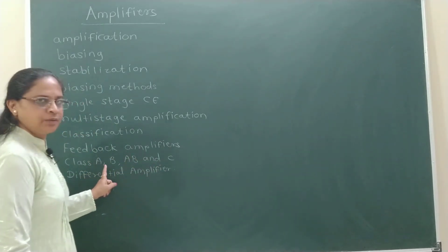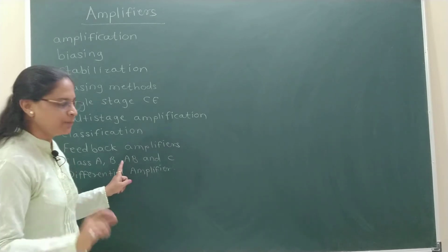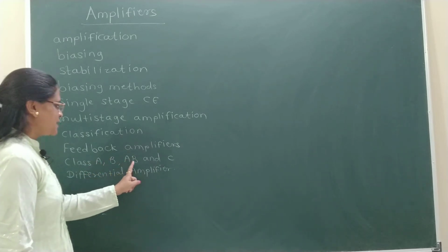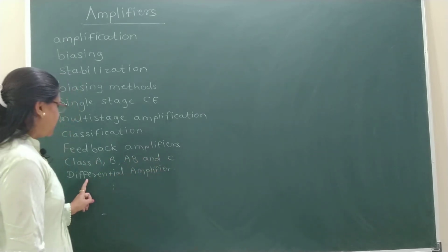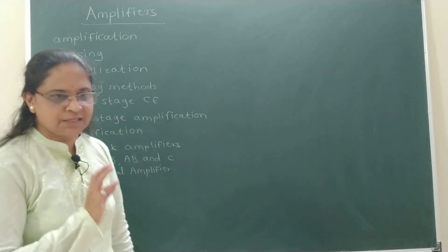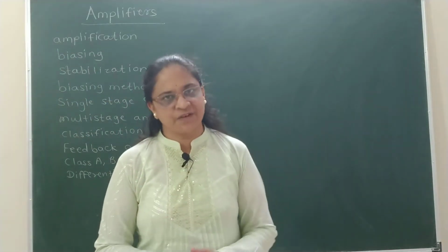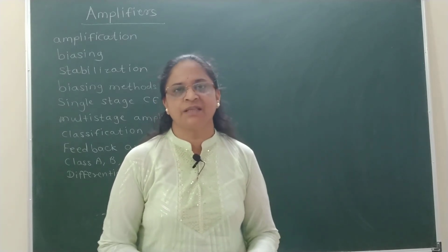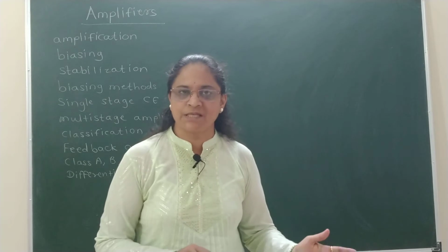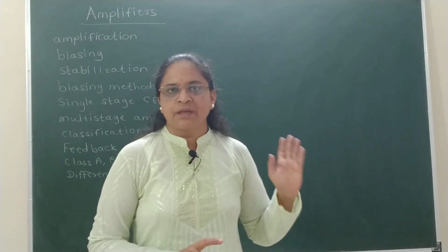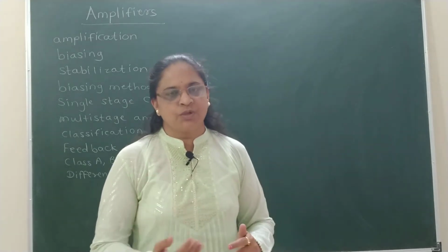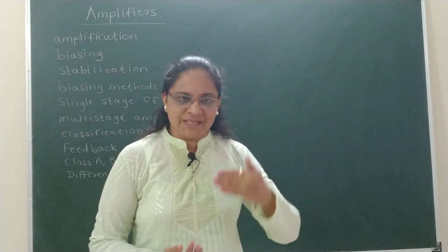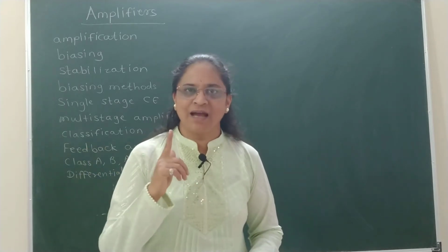Then, depending on the placement, the position of the Q point, the operating point, there are 4 types of amplifiers: class A, class B, class AB and class C amplifiers. And the last point in this chapter is the differential amplifier, which is the basic building block of an operational amplifier, the most popularly used op-amp IC, the IC 741. So this you will study further, but the basic part is to be studied as amplifier.